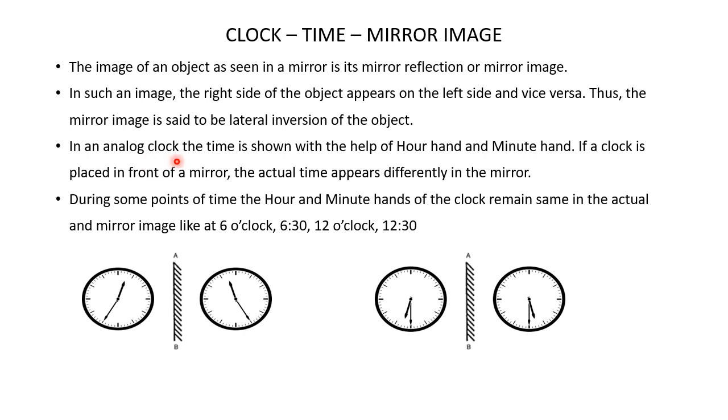Now, in an analog clock, the time is shown with the help of hour hand and minute hand. Now, if a clock is placed in front of a mirror, the actual time appears differently in the mirror. During some points of time, the hour and minute hands of the clock remain the same in the actual and mirror image, like at 6 o'clock, 6:30, 12 o'clock, 12:30. Now, look at these two diagrams of a clock and their respective mirror images.